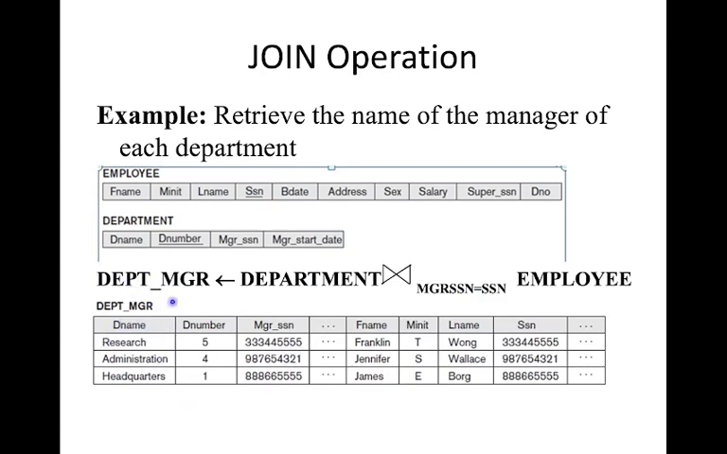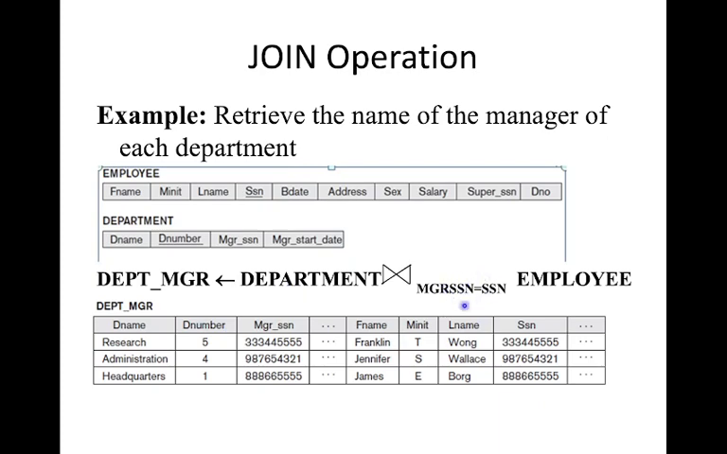So we are joining the department and employee tables. From department, all the fields will be there: department name, department number, department manager SSN, then manager start date. Then we are joining the employee table also: first name, middle initial, last name, SSN, and all other attributes will be there. So we are joining these two tables based on this condition. It is not just a cross product, it is based on this condition.